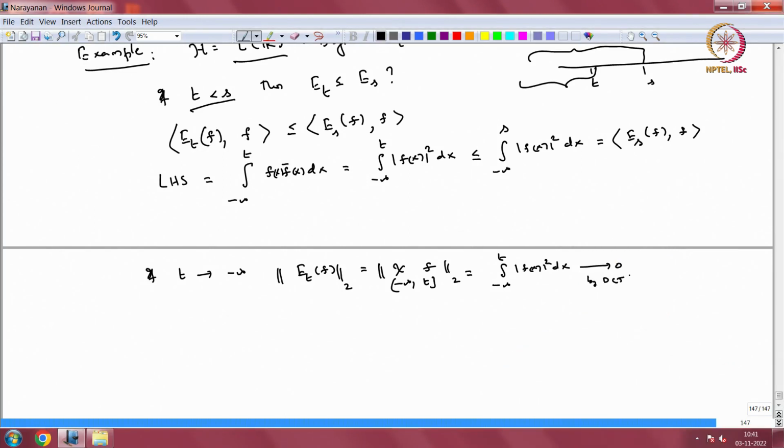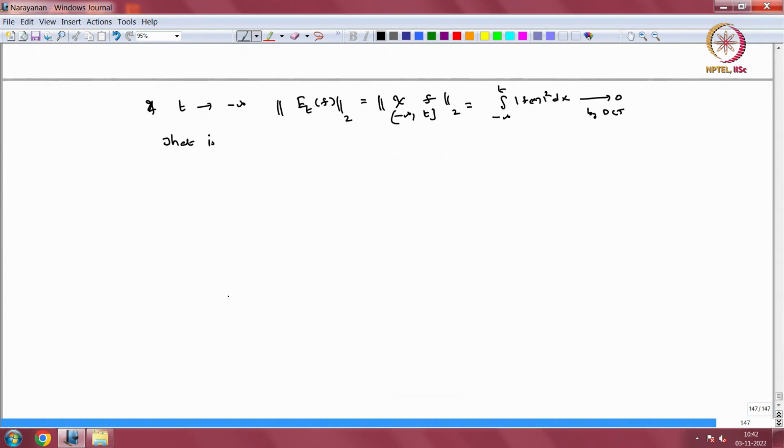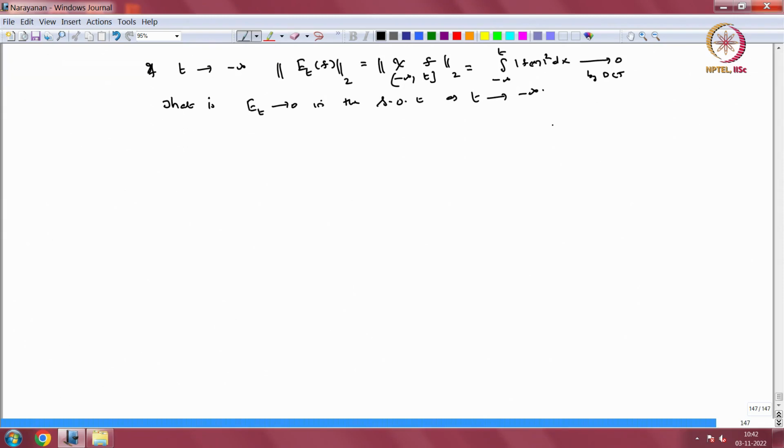Which is the same as saying that E_t f goes to 0, so E_t goes to 0 in the strong operator topology as t goes to minus infinity. And you check all the other properties. As t goes to plus infinity, you know that it is going to become multiplication by the indicator of the real line, which is 1. So you have the constant function 1, which is the identity operator, and things like that. Continuity and so on, everything you can check easily.